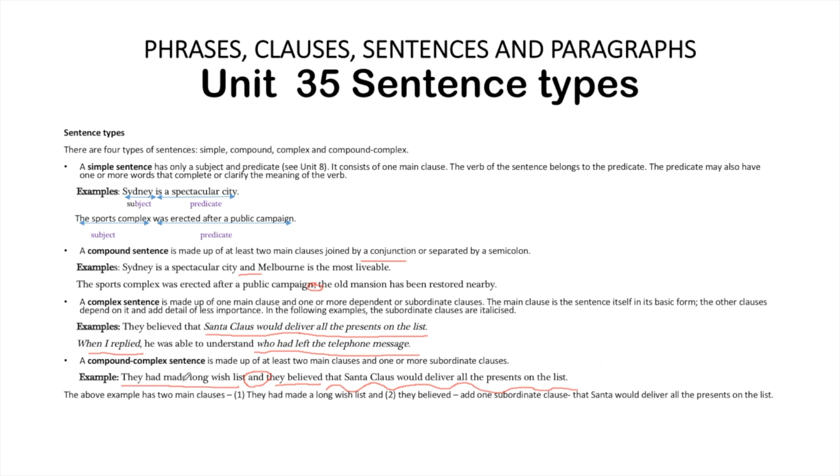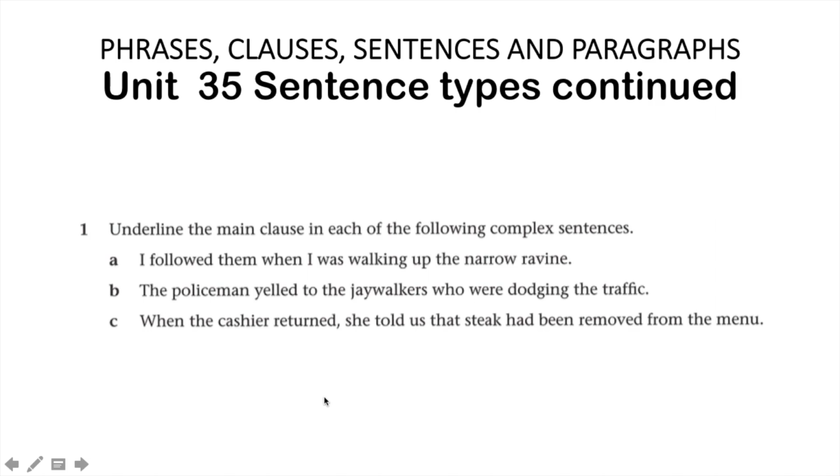So you can see we've got the two main clauses. They're joined by the conjunction, so that's why it's a compound sentence. And then to finish off, we've got the subordinate clause, which makes it a complex sentence. Therefore, it is a compound complex sentence. A little bit tricky, but you just got to break your sentences up into the different parts, really. Let's have a look at the activities.